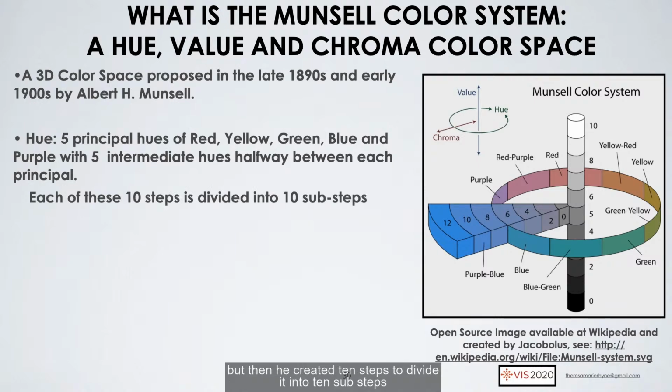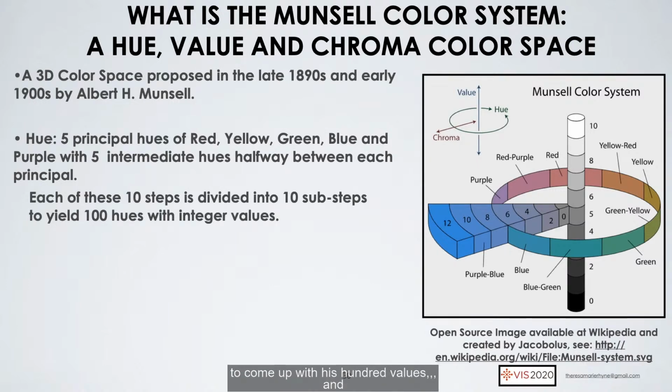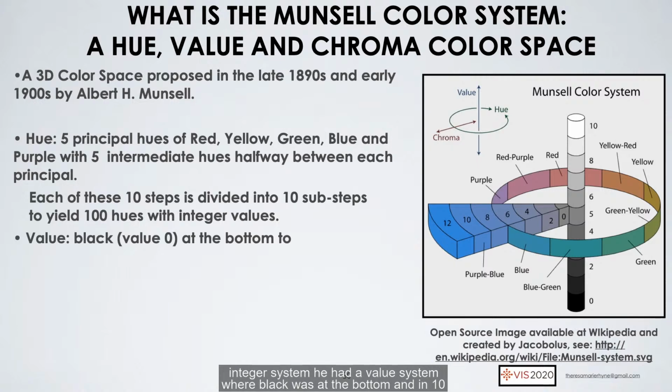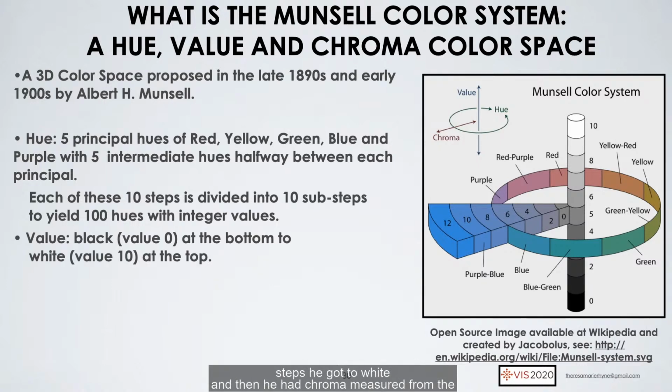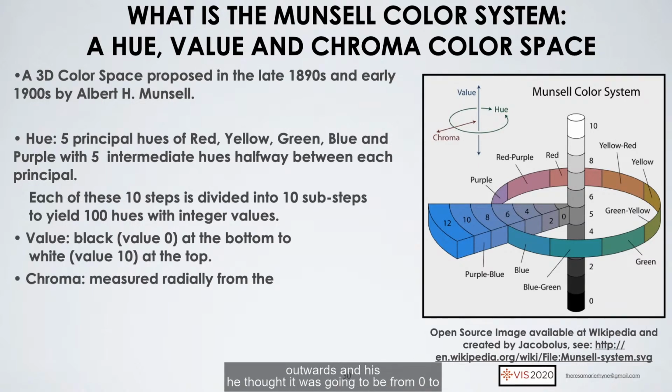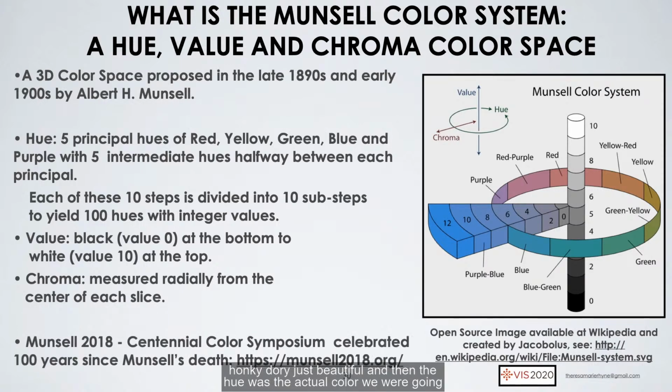But then he created 10 steps, divided into 10 sub-steps, to come up with his 100 hue values in an integer system. He had a value system where black was at the bottom, and in 10 steps you got to white. And then he had chroma measured outwards, and he thought it was going to be from 0 to 10 in this beautiful system. He thought the center of the system would be 5, and everything was going to work out just beautiful. And then the hue was the actual color we were going to get. By the way, this concept that Munsell developed was about 100 years old. I was at the Munsell 2018 conference that celebrated his work.